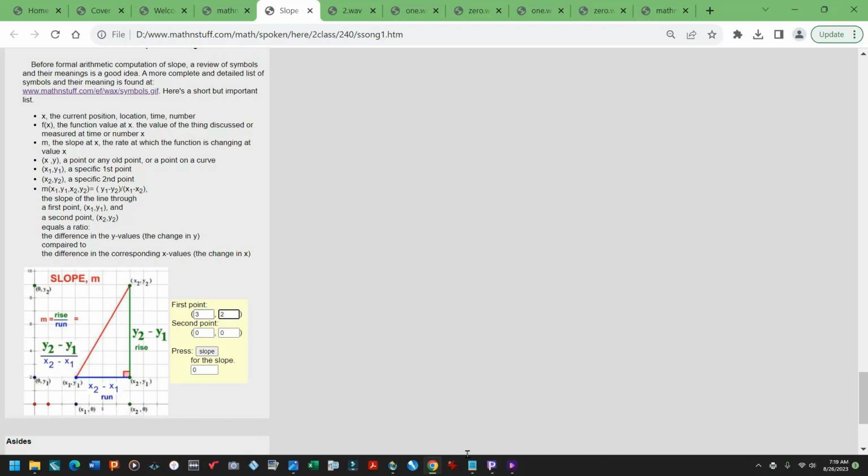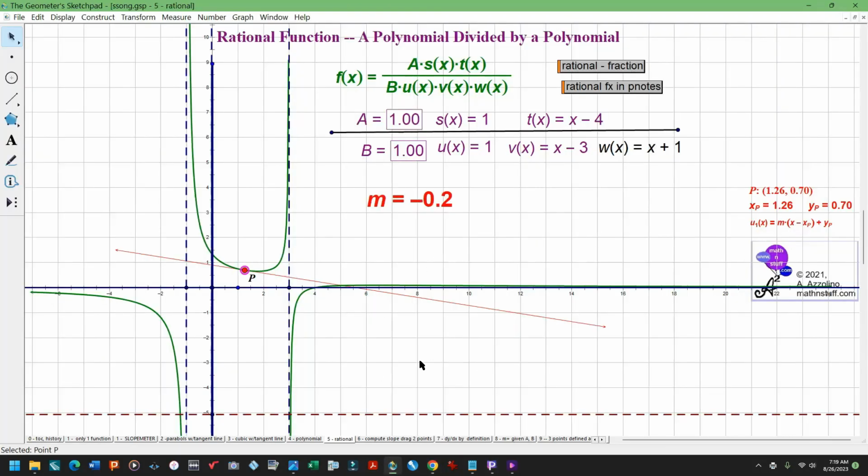3, 2 is the first point. And the second point is 1, 2, 3, 4, 5, 6, 7, and it's up to 9. And the page will compute the slope for you. Here we put in the wrong number. 7, 9. There you go. 1 3/4. Let's do it one last time with the slope meter. This is also downloadable.